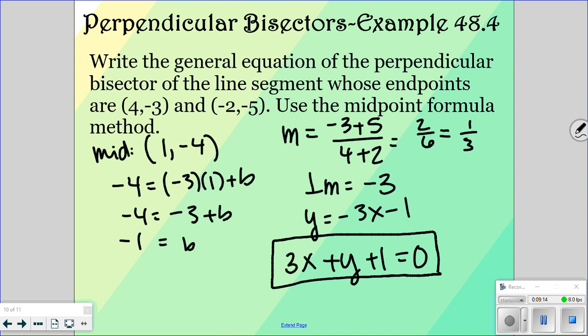So some people like the perpendicular bisector method better, using the midpoint formula method. Some people prefer the locus definition method. It's really up to you. But I want you to practice this method just so that you become a little bit more comfortable with it.